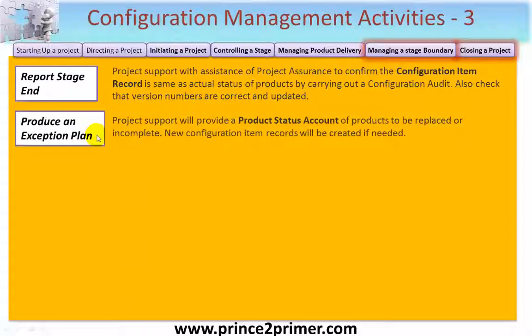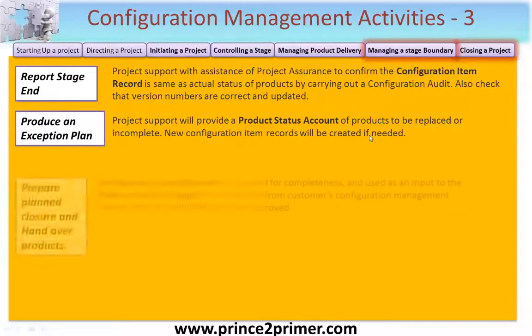Produce an exception plan. Here, this is the response by the project manager to request from the project board to create an exception plan, which would mean that new or modified products would need to be created, in which case project support will provide a product status account of products to be replaced or incomplete. New configuration item records will be created or updated if needed.